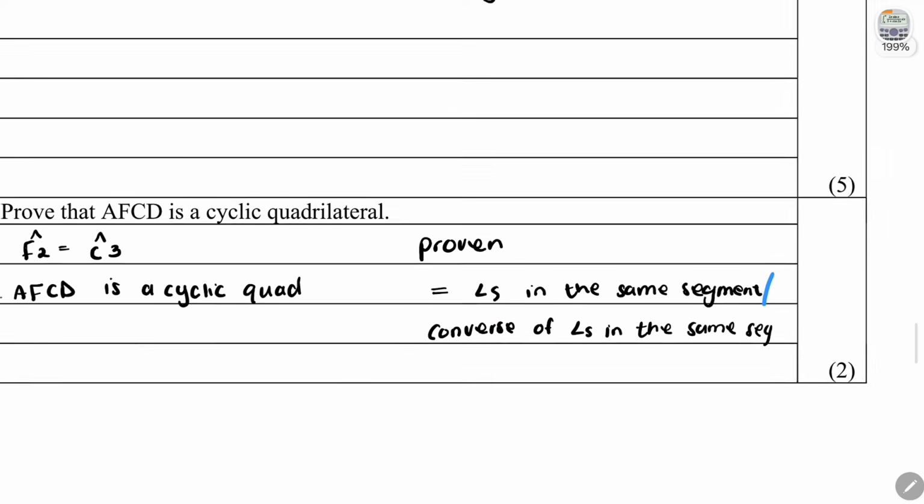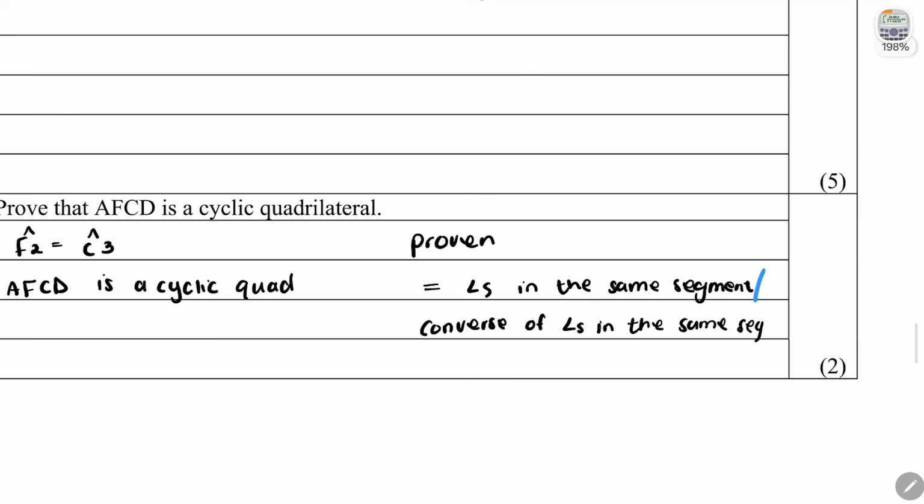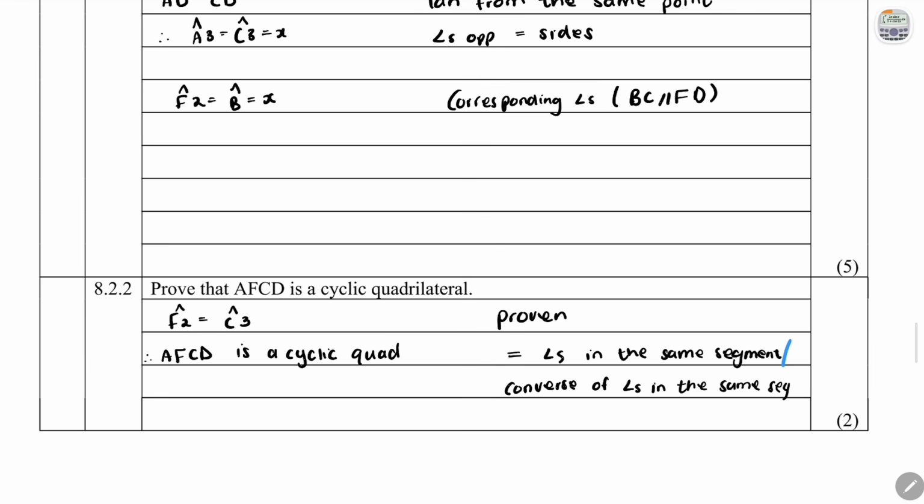So we can say that we have equal angles in the same segment. It's just describing what we have. Or we could say this is the converse of the angles in the same segment theorem. Okay, and that is it for 8.2.